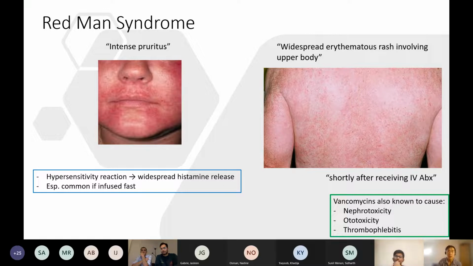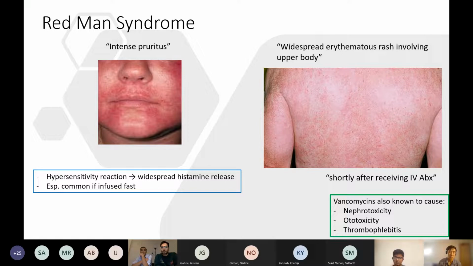So these are pictures of it. For final years, it's also known as erythroderma. But yes, they become red all over due to massive histamine release. I've put in words here because sometimes question writers like to trick you, and instead of giving you pictures, they'll just describe it. So they may describe an intense pruritus, a widespread erythematous rash involving the whole upper body or whole body, and it's shortly after receiving IV antibiotics. And if you see either these pictures or these phrases in the context of antibiotics, think of vancomycin. You're absolutely right, though, Matthew. Vancomycin also does cause nephrotoxicity and ototoxicity. Okay. But yeah, it typically happens when we infuse the antibiotic really fast.